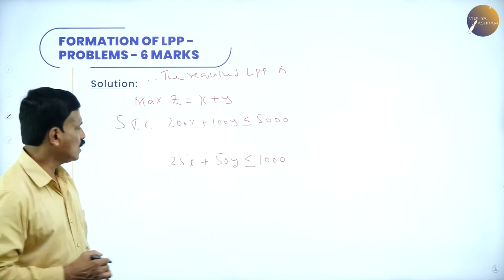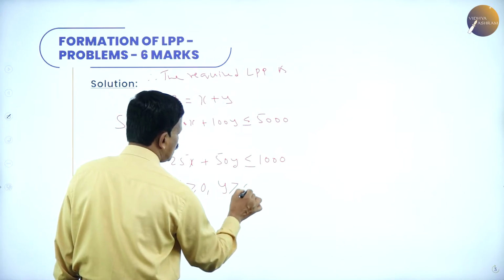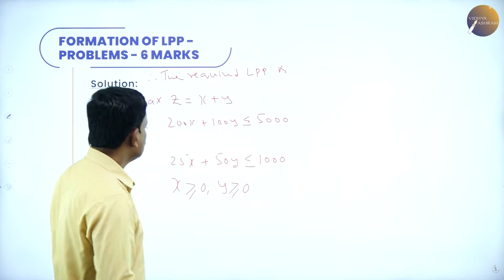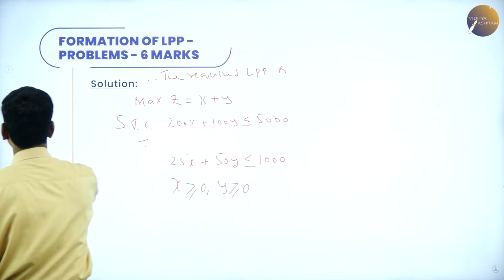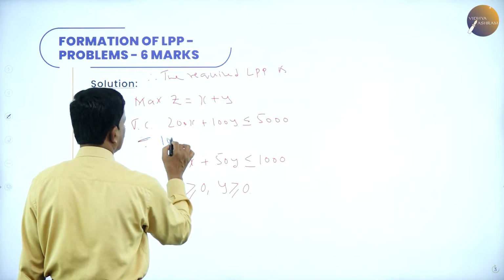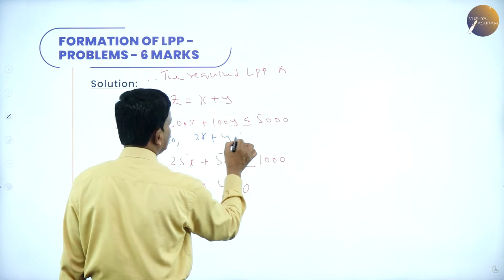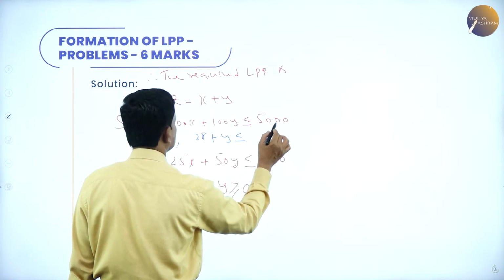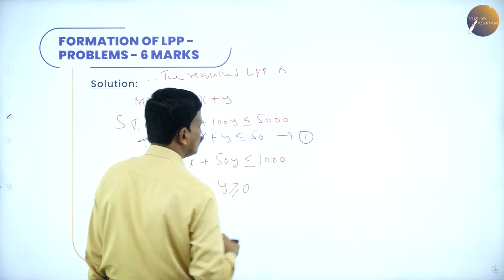These are the non-negative restrictions: x is greater than or equal to 0 and y is greater than or equal to 0. Now if you want, you can divide this by 100. If you divide by 100, you will get 2x plus y is less than or equal to 50, since the 0s get cancelled. Let us consider this as equation number 1.